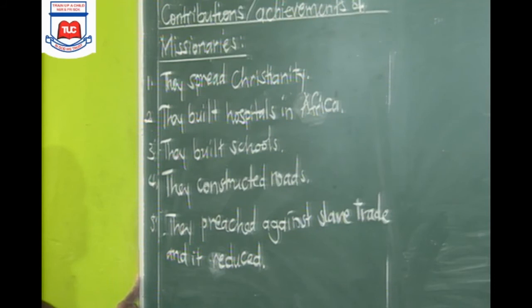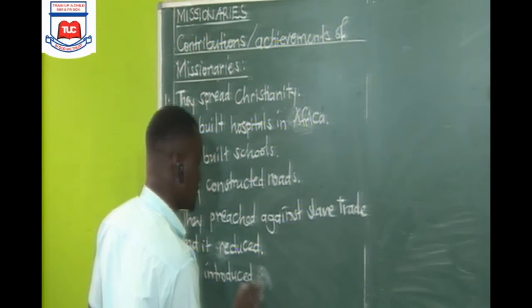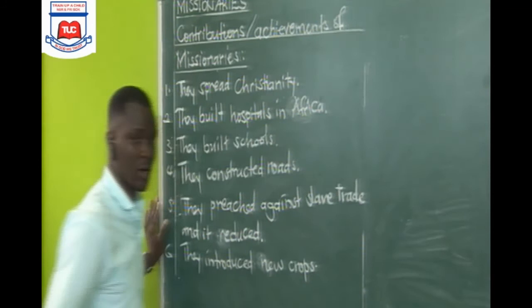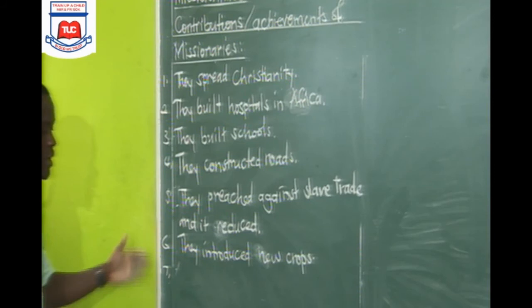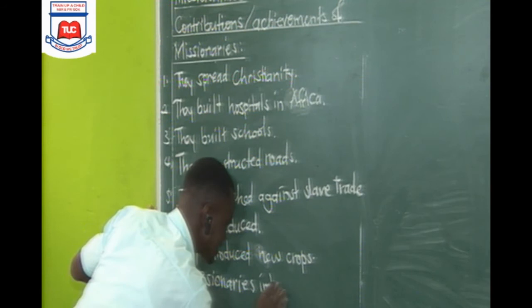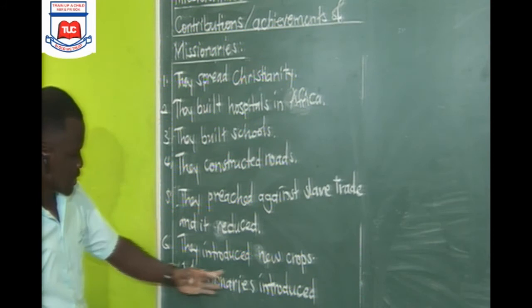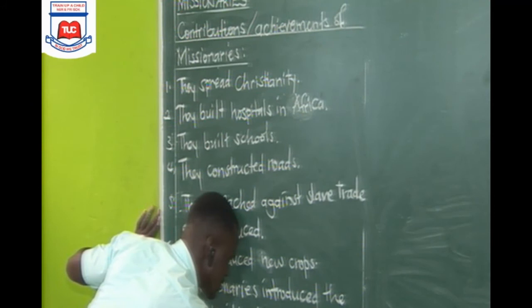Then we can also talk of the missionaries who introduced new crops. For example, we already talked about the first growing of cotton seeds introduced by Sir Kenneth Borah. Then also we can talk of the introduction of the printing press, which was used for printing prayer books. To be very specific, missionaries such as Alexander Mackay introduced the first printing press, which was used for making items of worship.